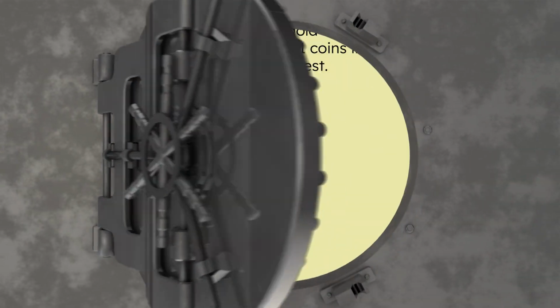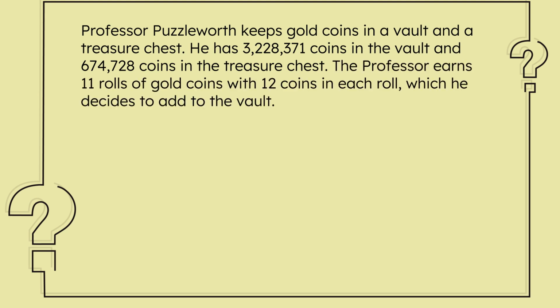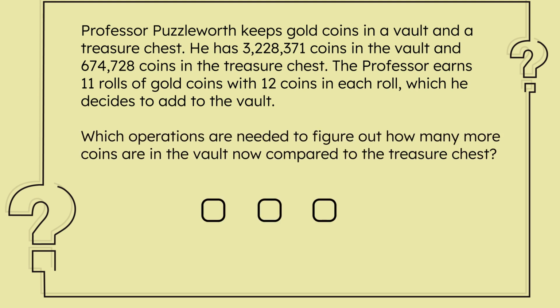I think this is it. This next problem will get us to the top of the rock wall. We can do this. Professor Puzzleworth keeps gold coins in a vault and a treasure chest. He has 3,228,371 coins in the vault and 674,728 coins in the treasure chest. The professor earns 11 rolls of gold coins with 12 coins in each roll, which he decides to add to the vault. Which operations are needed to figure out how many more coins are in the vault now compared to the treasure chest? Wow, looks like this problem requires 3 operations to solve.